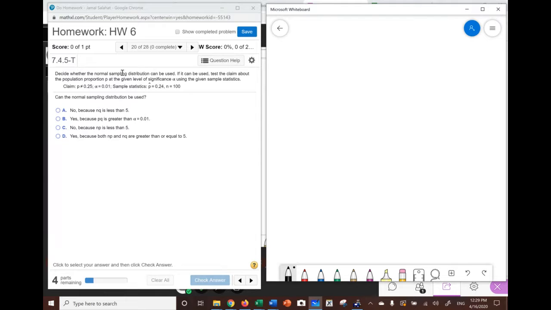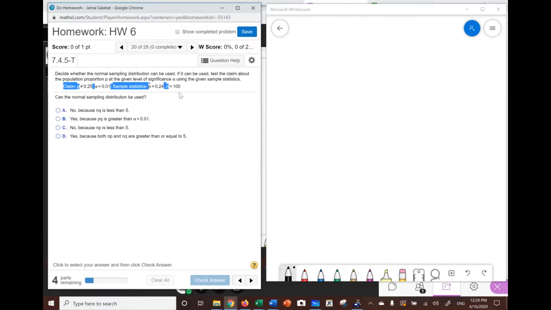In number 20, it says decide whether the normal sampling distribution can be used. If it can be used, test the claim about the population proportion P at the given level of significance alpha using the given sample statistics. They already gave us a claim and sample statistics, so they gave us a summary of what's happening here. There is a condition in statistics when we deal with proportions.